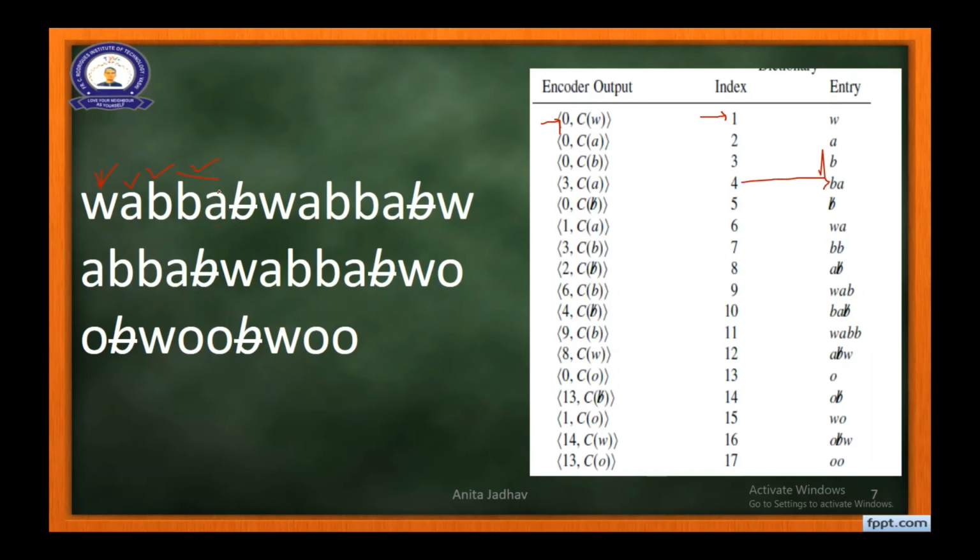Now I go for A. Is it there in the dictionary? Is AB there in the dictionary? No. Is A there in the dictionary? Yes. What is the index for A? Sorry, BA we have finished. I'm really sorry. Then I go to space. I check in the dictionary. There is no space. This B stripe indicates space. So I write 0 and the space, and I include that in the dictionary.